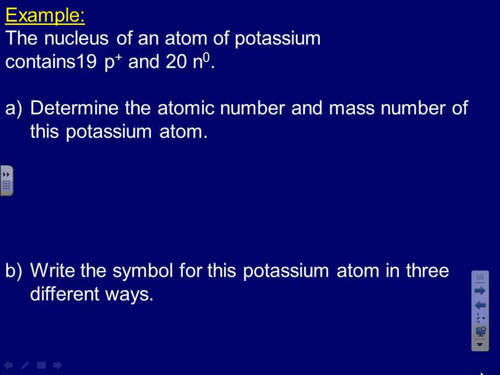I'll create one more example problem. So we have a potassium atom that contains 19 protons and 20 neutrons. Determine the atomic number and the mass number of the potassium atom. So I'm hoping you're writing away, getting caught up, but I'm going to just start the process. So the atomic number, Z, and the mass number, A.